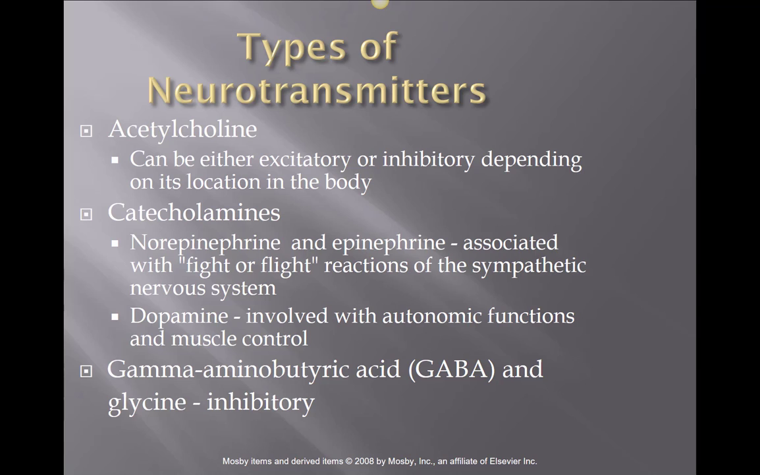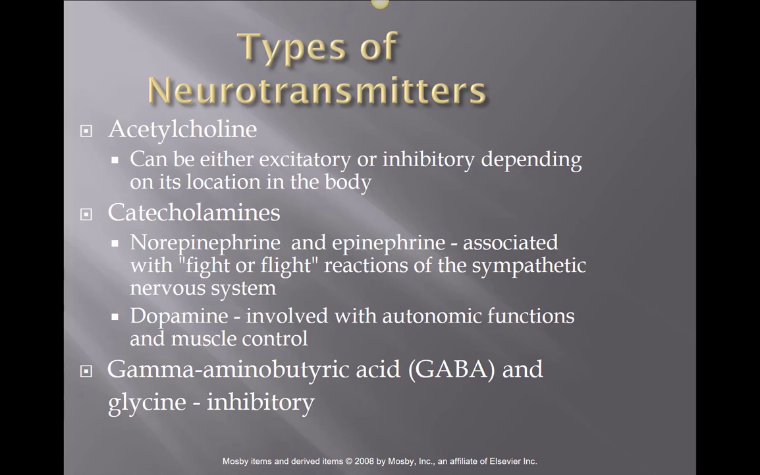So if acetylcholine is in muscle, it's excitatory. It causes your muscles to contract. Funny thing is, if it's at the SA node of the heart, acetylcholine makes your heart rate slow down. So it's excitatory for skeletal muscle, but it ends up being inhibitory for cardiac muscle.